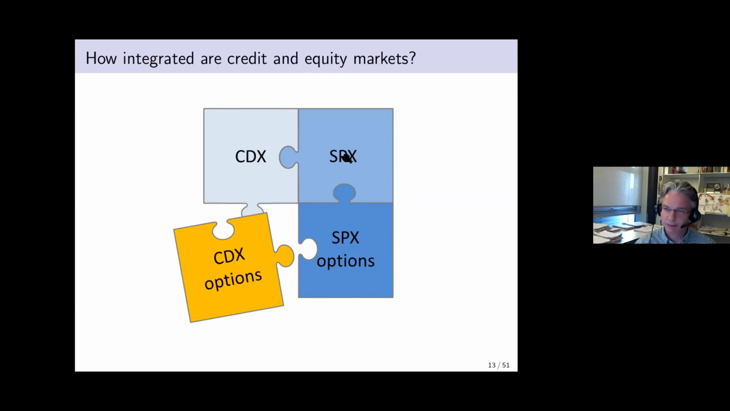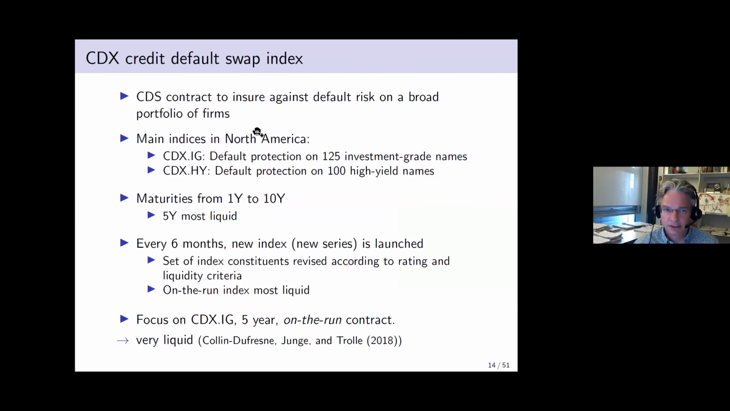The SPX has 500 firms underlying it. The CDX is the broadest default index, investment grade, but it has 125 investment grade names underlying it. So it's not exactly a perfect fit. That's something to bear in mind when we look at the analysis.